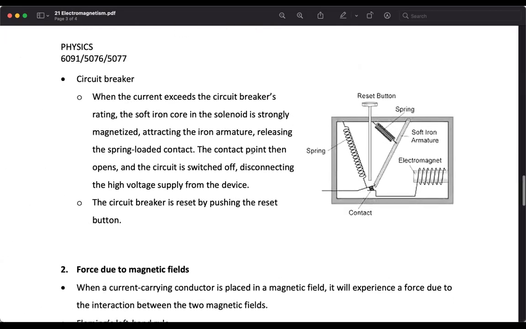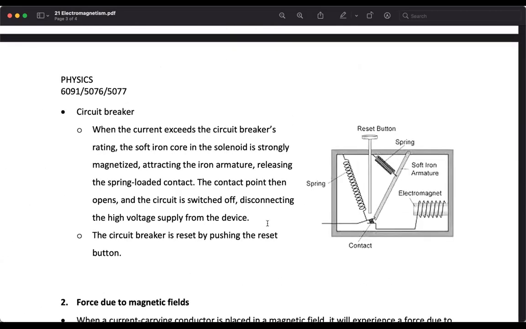Okay, let's continue. This is an example of a circuit breaker where the armature locks this contact in place. When attracted away, it springs up and touches against the reset button. When there's a break here, there's no more electromagnetism, so the spring will put it back in place. To reset, just push down the contact and lock it back in place, and then it works again. Got it?